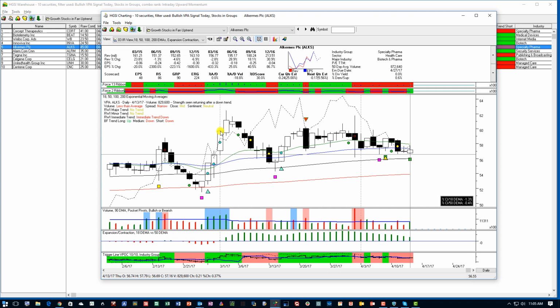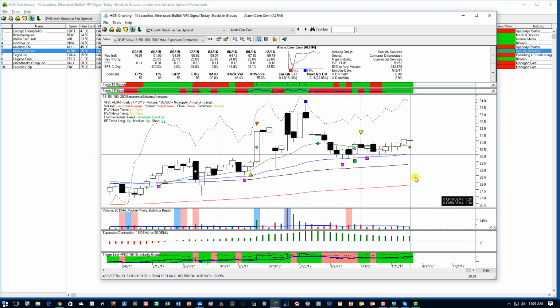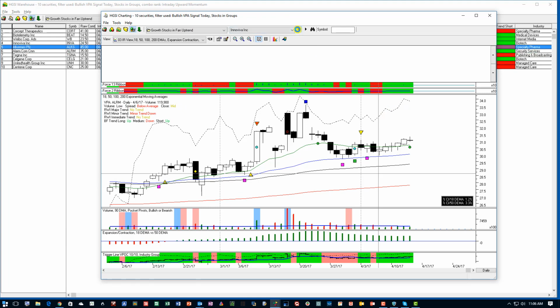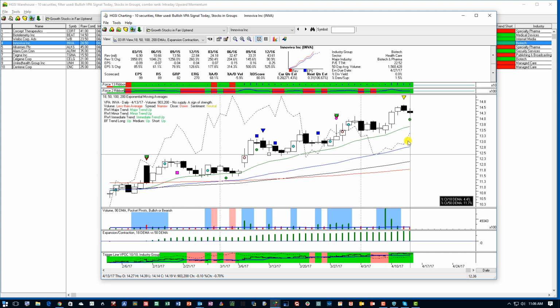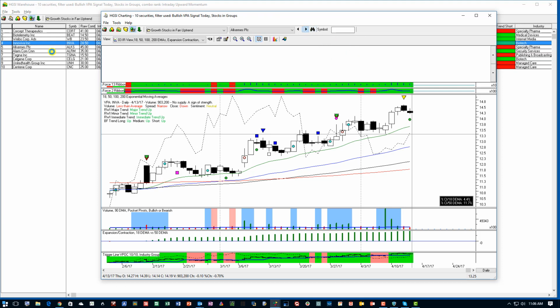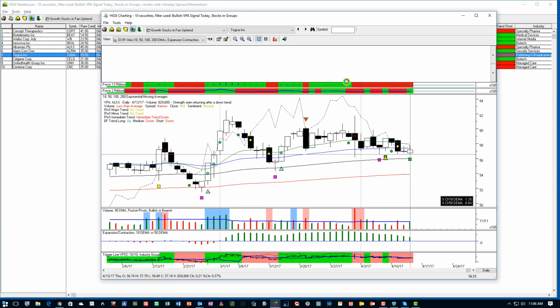Now, I don't like this one at all because of all the resistance to the left. This one is starting to form somewhat of a rounded bottom. This is ALRM. The group is going up. Oh, I wanted to point something out. I failed to mention that on INVA, the group is moving up, which also is one of the reasons I like this stock much better than some of the others.